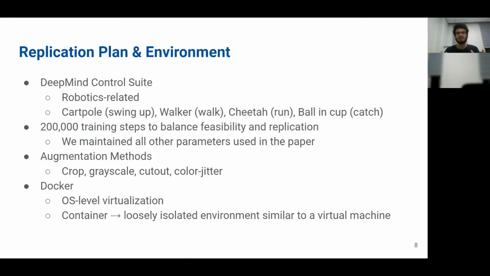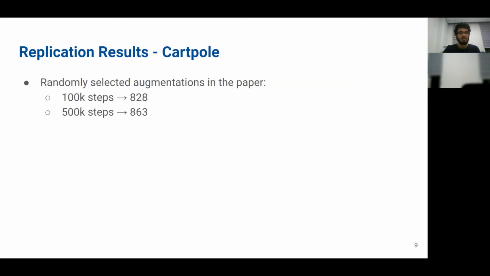And we ran all of our experiments in a Docker container, which is an isolated environment similar to a virtual machine that virtualizes an operating system. We had to do that because our Linux distro was not actually working well with MuJoCo.